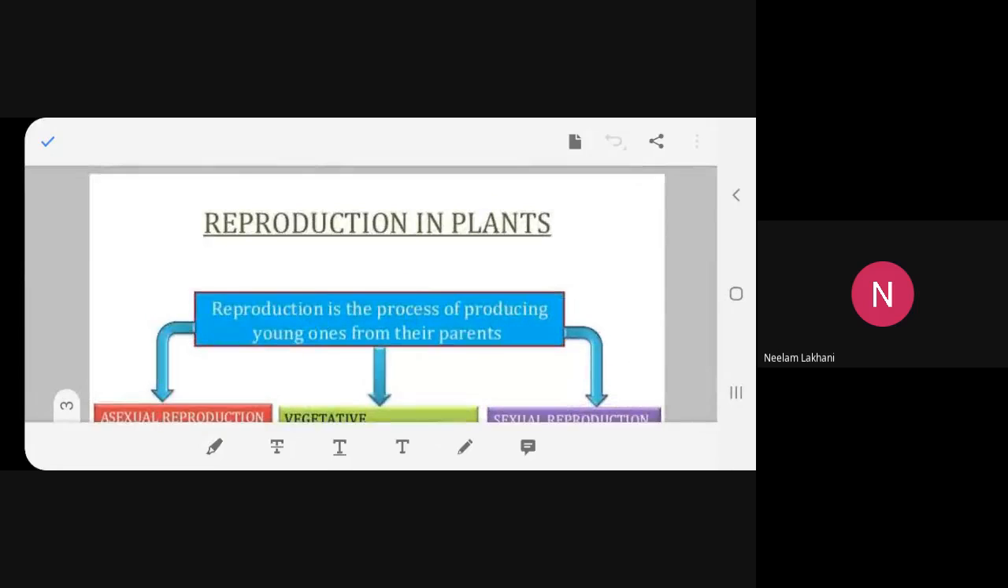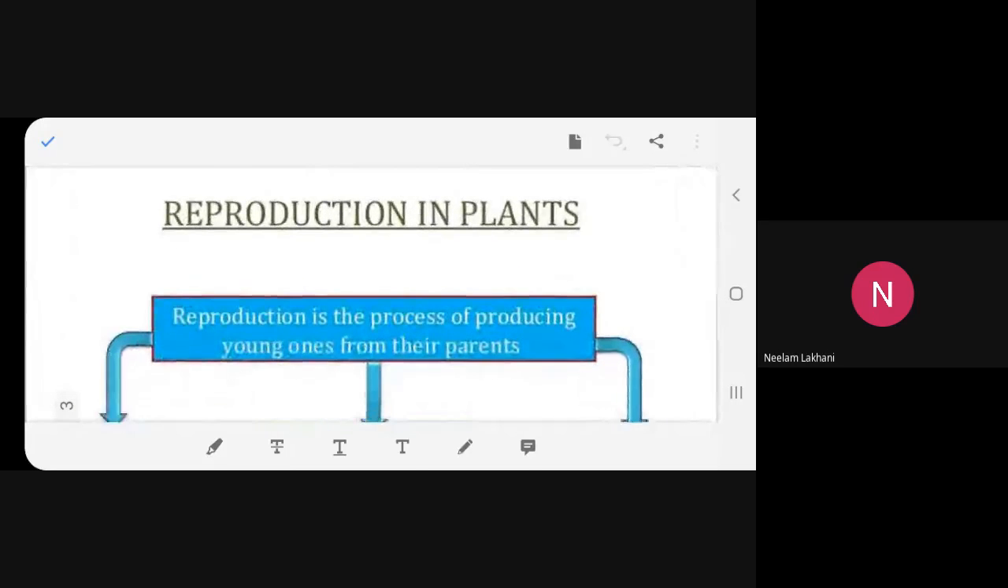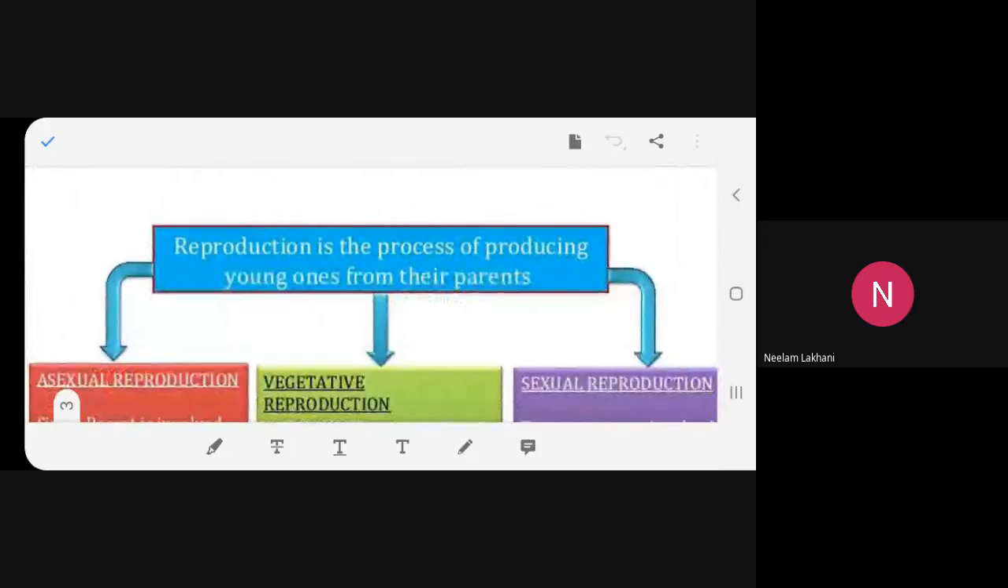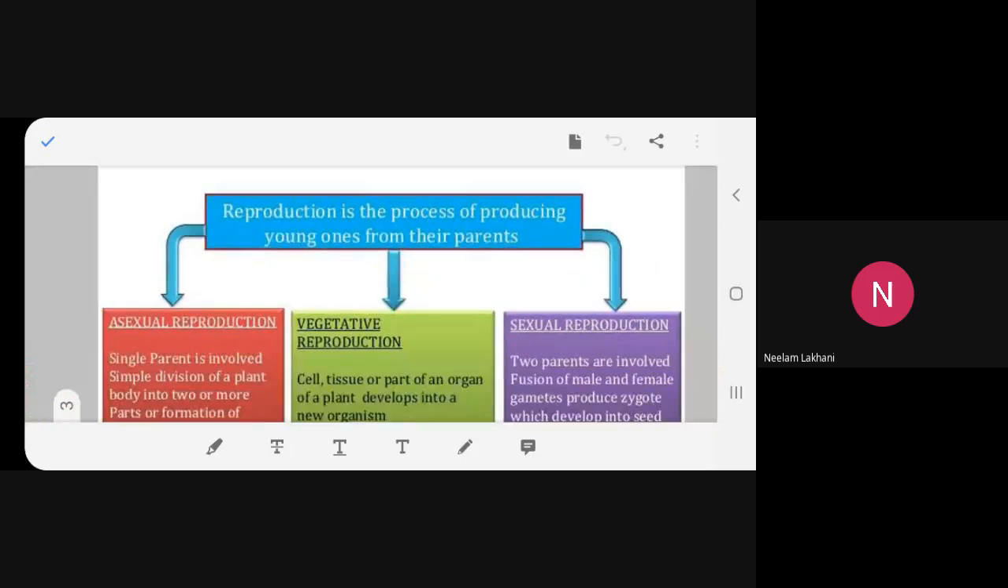Now we'll see reproduction. What exactly are we talking about? Reproduction is a process of giving rise to young ones or babies from their parents. So what are we doing? We are multiplying, producing new babies, young ones, from their parents. What are the types of it?